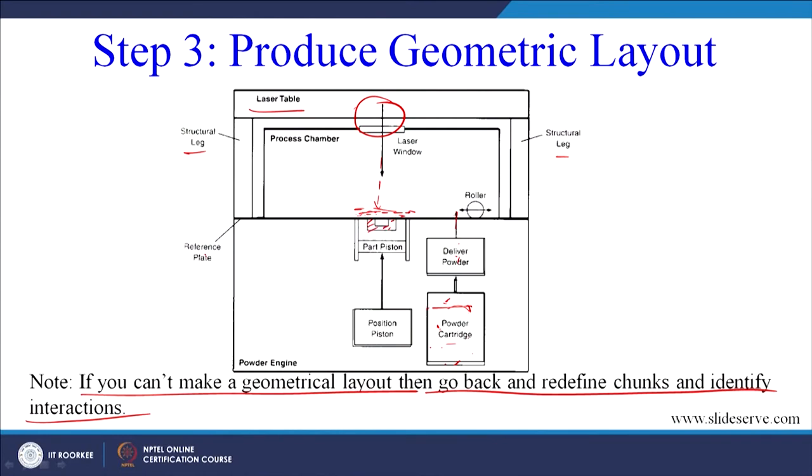So this is the reference plate. The powder engine is here, the laser table is here. So those are basically the various chunks which we have interacted with. Now there were four basic chunks. The control and other parts may be just behind the screen. So we can see that we have to make a geometric layout, how the product will look, based on the architectural chunks that we decided in the previous slide. Then identify the interactions, so forces, and consideration of geometric interfaces to accommodate the flow.